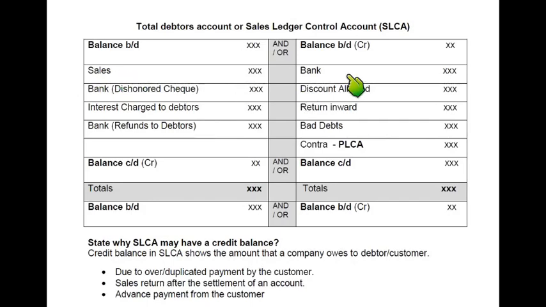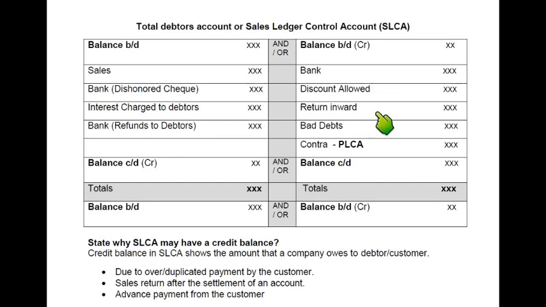Now bank, whenever the debtor pays us the money that he or she owes us, we'll be debiting the bank and crediting the debtor account. Discount allowed: if the customers pay us money before the due date, they'll be eligible for some sort of discount. This is known as discount allowed. Discount allowed is an expense for the business, so we'll be debiting the discount allowed account and crediting the debtor account.